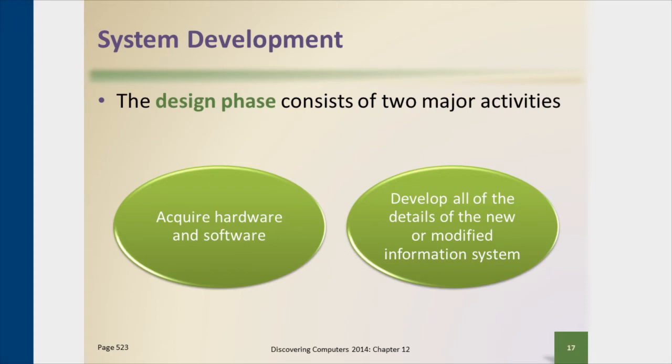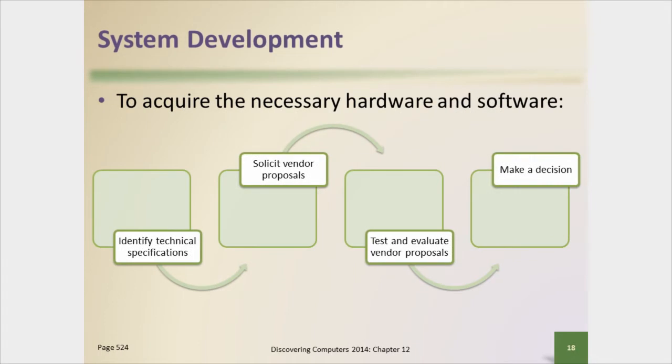The design phase consists of two major activities: acquiring the hardware and software, and developing all the details of the new or modified information system. So the purchasing side is acquiring all that hardware and all that kind of stuff. We need to identify the technical specifications. How many servers do we need? What are the performance characteristics? How much RAM do they need? How much hard drive space do they need, etc.